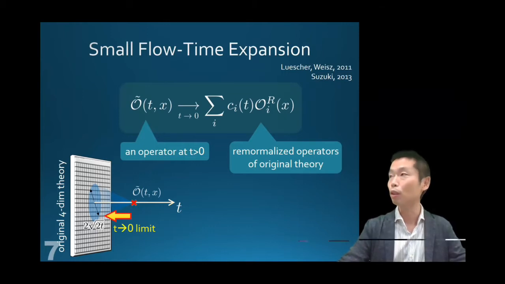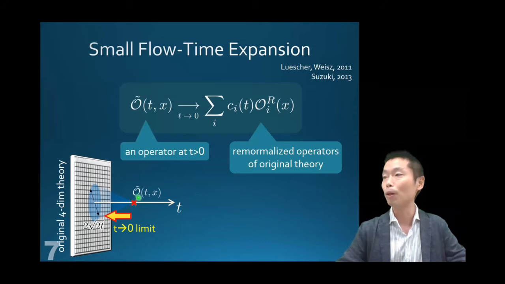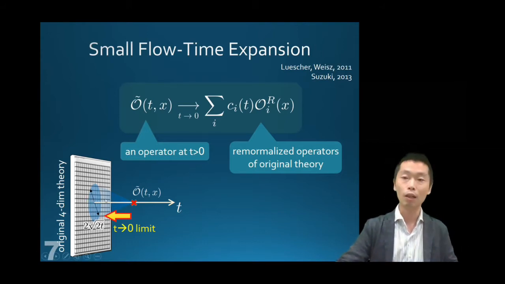So to define the EMT, we make use of the assertion called the small flow time expansion. In this argument, we consider an operator at non-zero flow time. This is a cartoon of the four-dimensional Euclidean space, and this is the time direction. And then we consider the operator at positive flow time, non-zero flow time here. Then the small flow time expansion asserts that this operator can be given by the superposition of the operators in the four-dimensional Euclidean space. So this is the small flow time expansion.